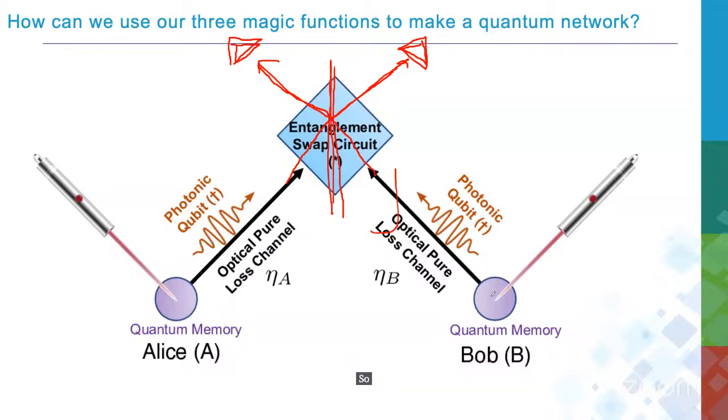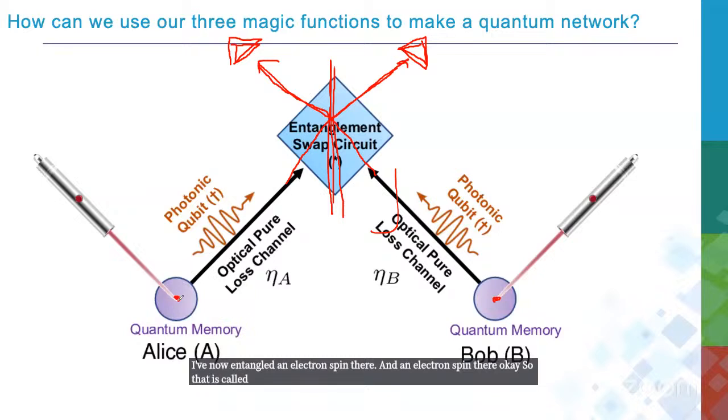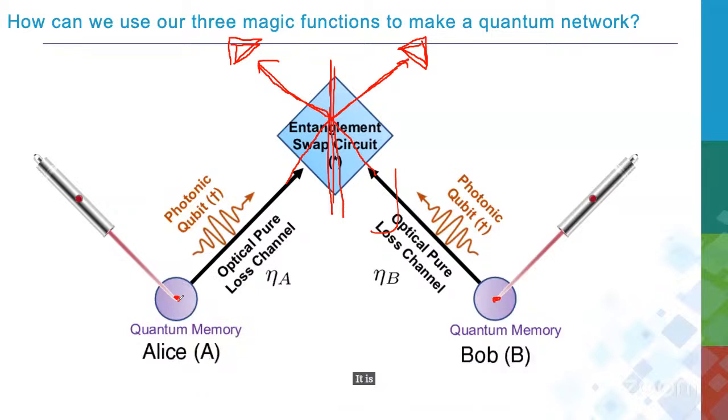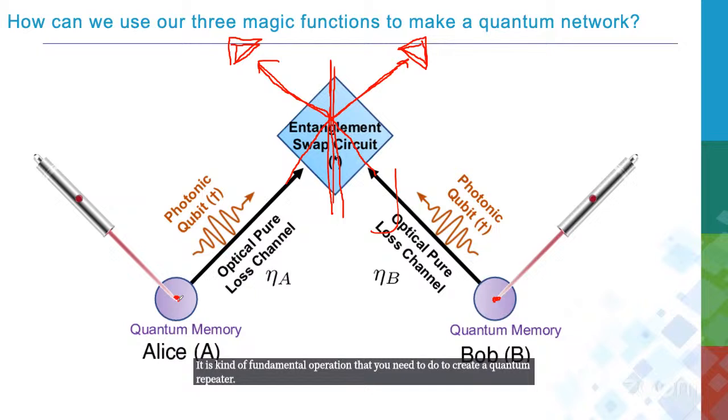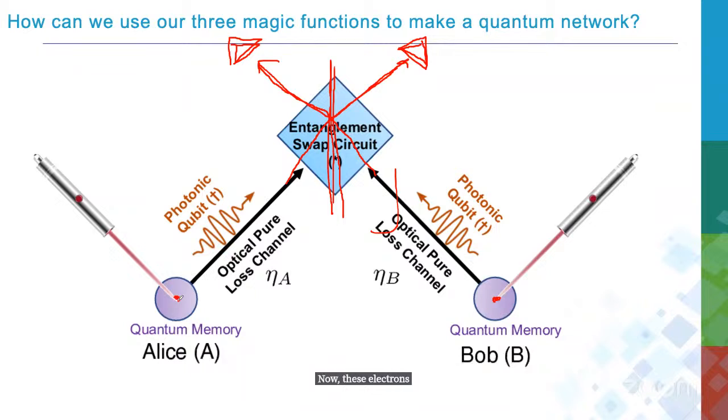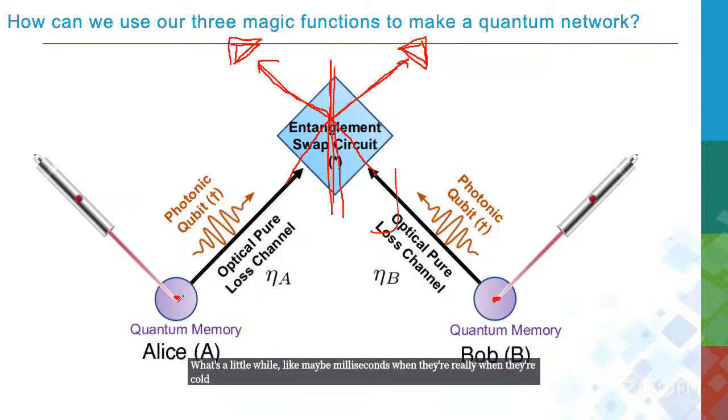So what I've done is, through this entangled photon emission process, I've now entangled an electron spin there and an electron spin there, okay? So that is called a heralded entanglement swap. It is kind of the fundamental operation that you need to do to create a quantum repeater, okay? Now these electrons can store that entanglement for a little while. What's a little while? Maybe milliseconds when they're cold. Cold meaning, for the tin vacancy, maybe 1 degree above absolute zero or less.